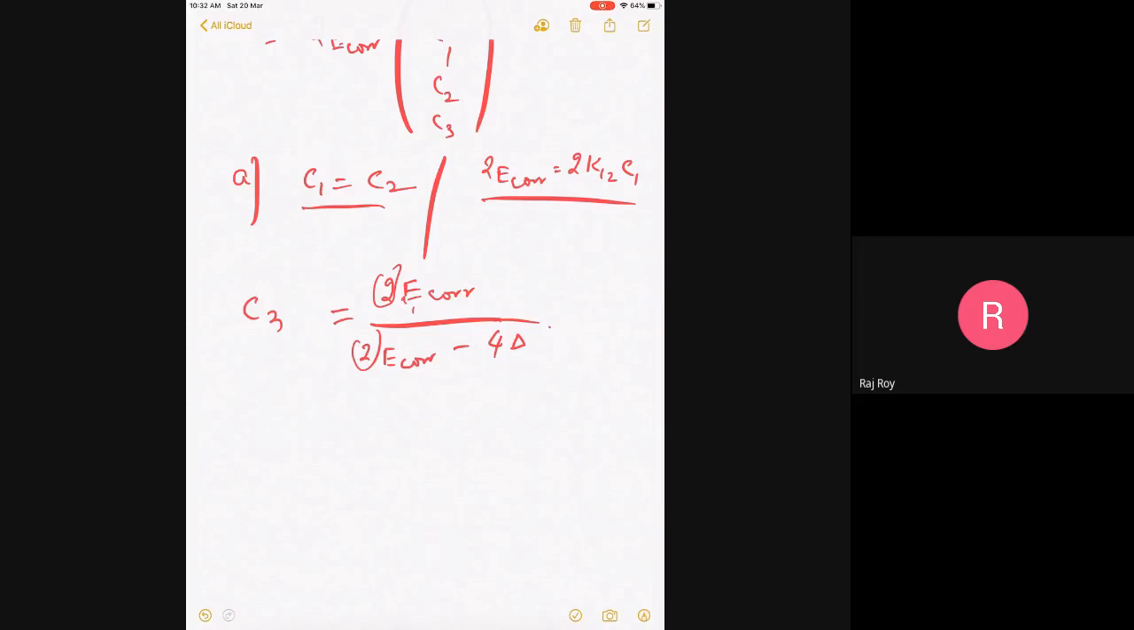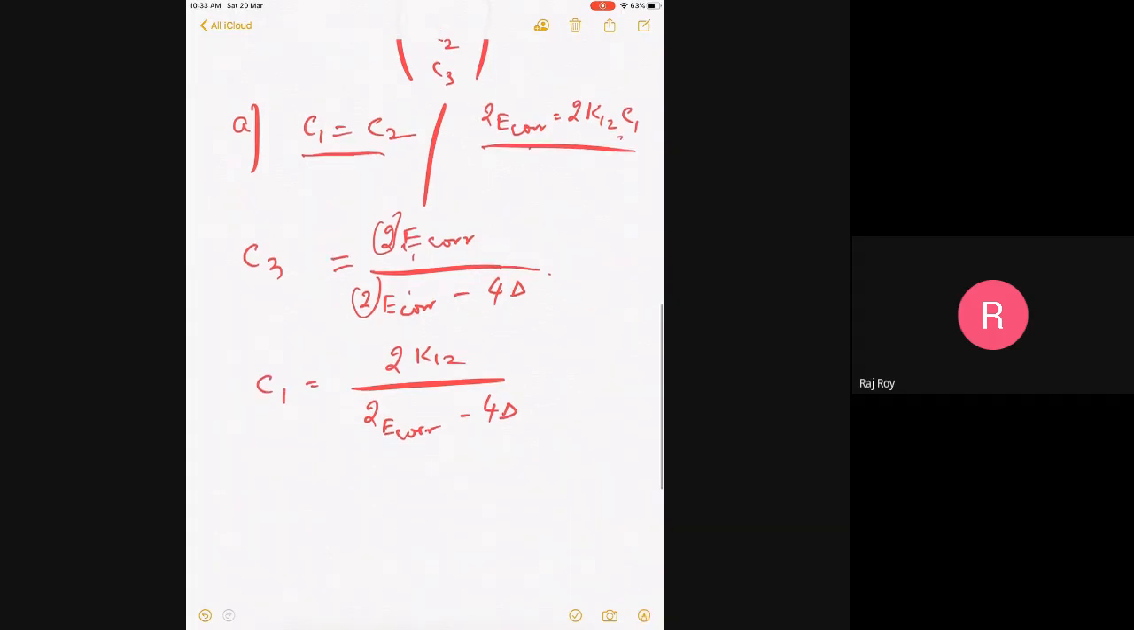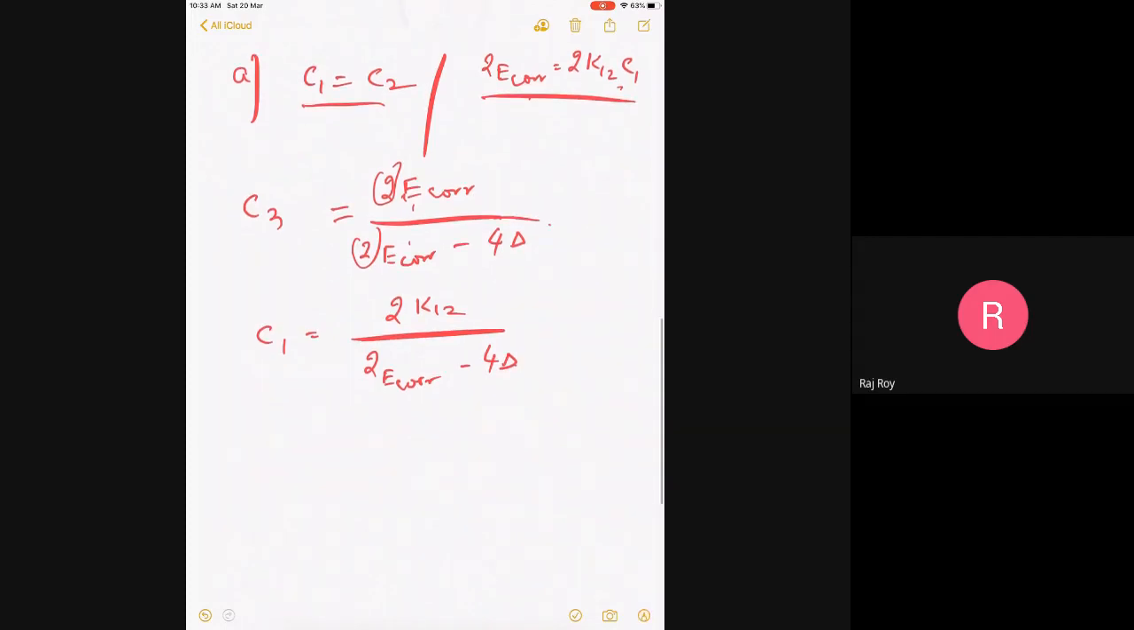Okay, and hence you can show now that C1 is equal to 2K12 by 2 E correlation minus 4 delta. So this is the only difference from the dimer. If you remember in dimer it was 2 delta. This will now become 4 delta because this has come here. So you please look at these two expressions and get the expression of C1 from here, and you will get this as 2K12 by 2 E correlation minus 4 delta. Please derive this at home.